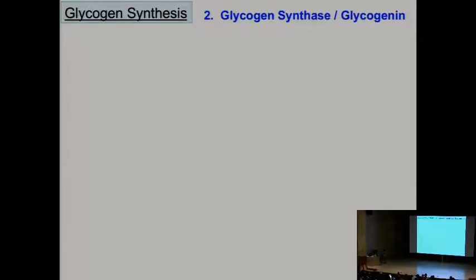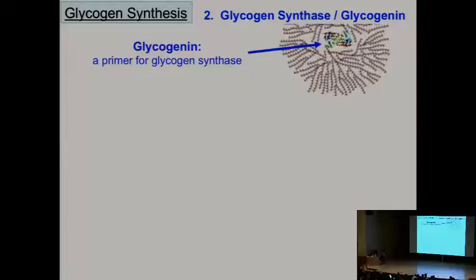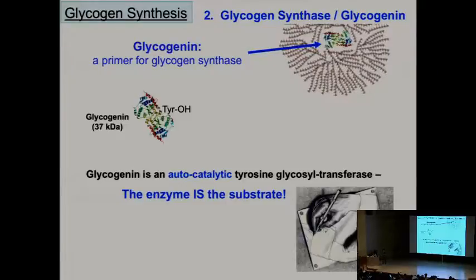And this enzyme is crazy. It's a protein, also an enzyme. It's at the center of all glycogen molecules, and it acts as a primer for glycogen synthase. It is an autocatalytic glycosyl transferase, which means that the enzyme is the substrate. So let that break your brain for a minute while you look at this MC Escher drawing of hands drawing themselves.